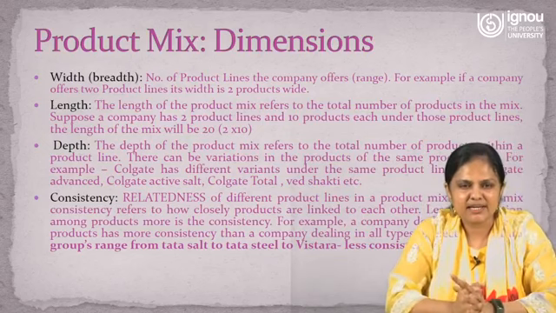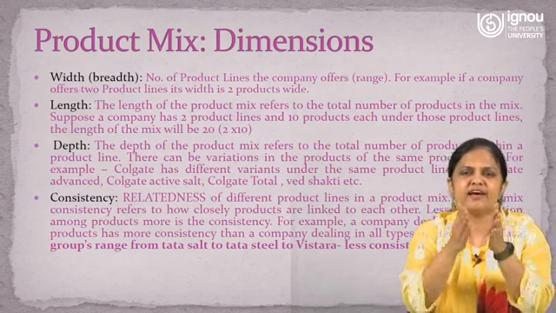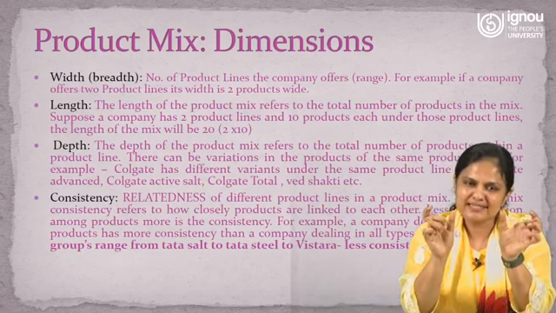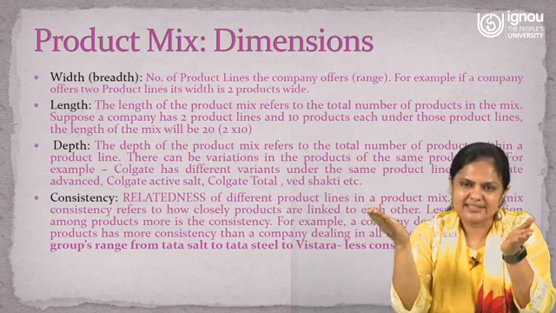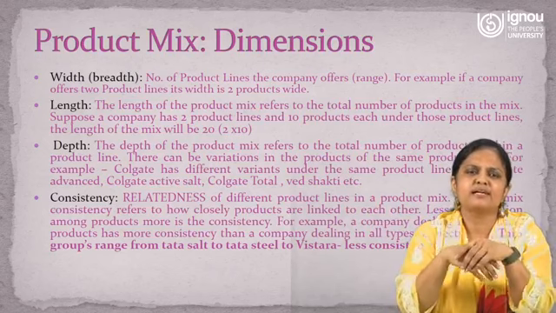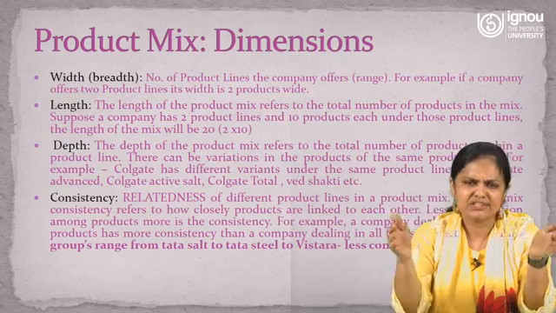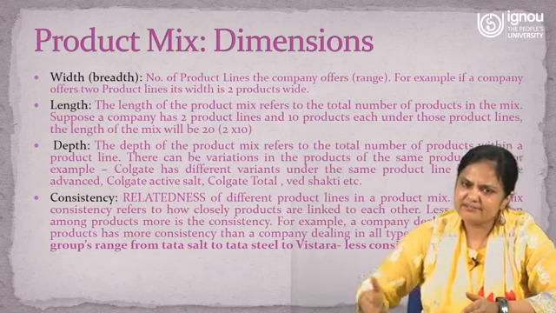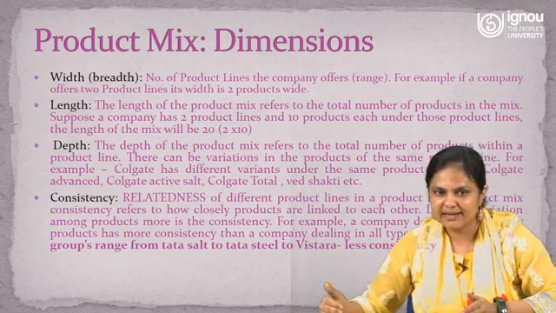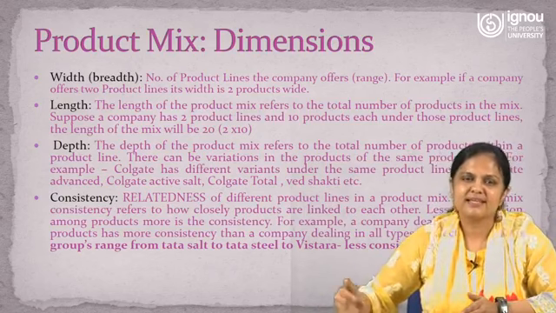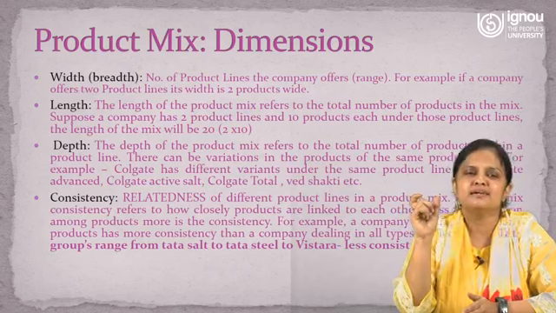For example, if you take Colgate, it has different variants under the same product line. Under the toothpaste product line they have various variants, for example Colgate Advanced, Colgate Active Salt, Colgate Total, or maybe Ved Shakti, and likewise various other variants also. So the number of variants they are offering under their toothpaste shows the depth of the product mix.